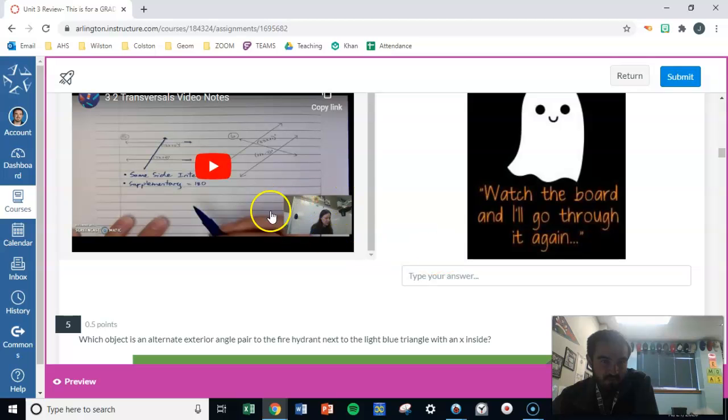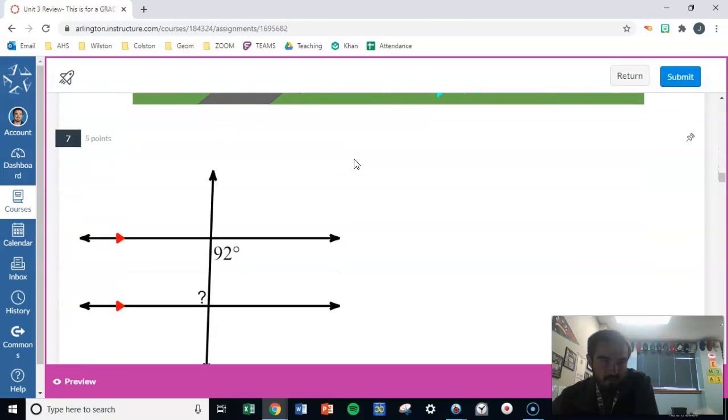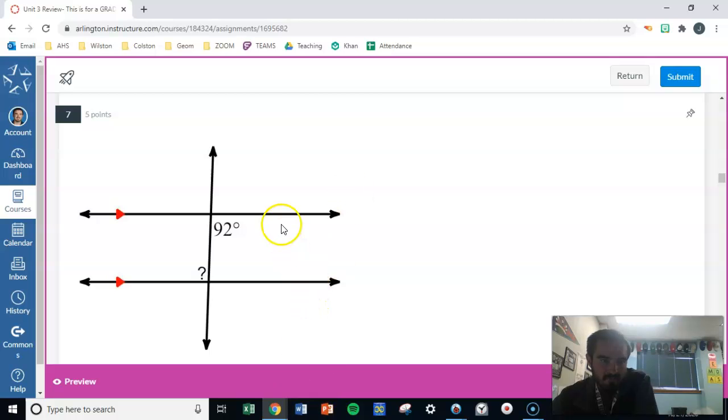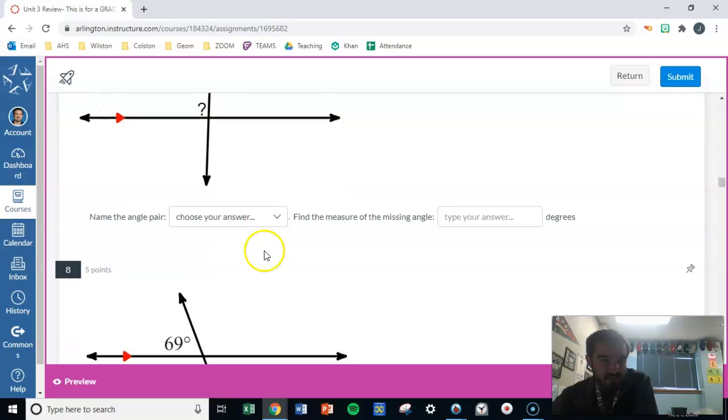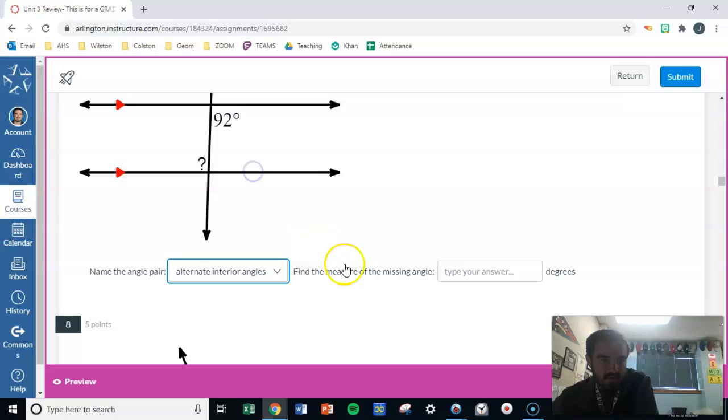Okay? So for instance, there's also a video. Okay, we're going to skip these couple. But on number 7, if you look here, both of these angles are in the interior. They're on opposite corners, so they're alternate interior angles. They're not on the same side of the transversal, so they're alternate interior angles, 92 and the question mark.